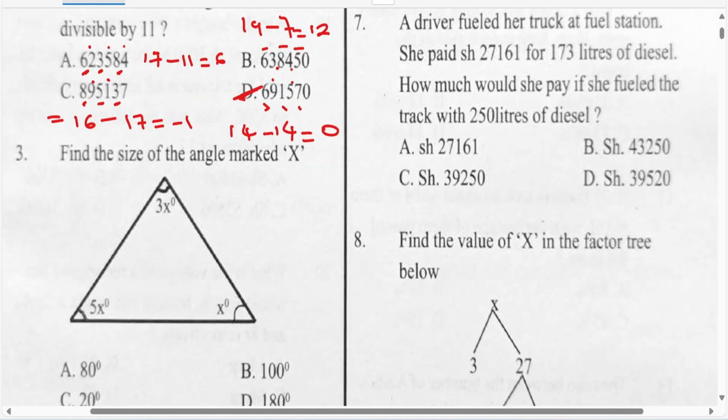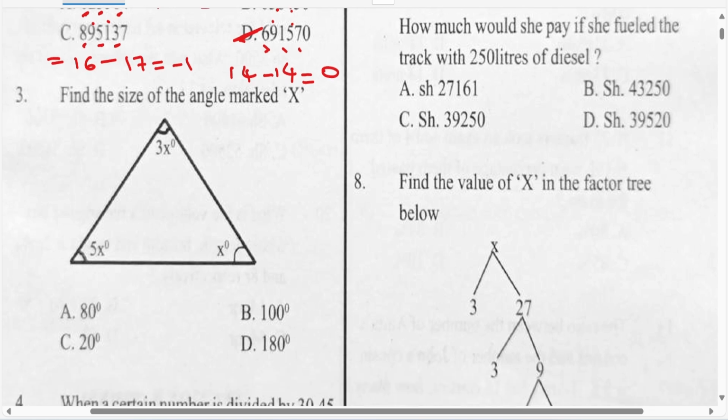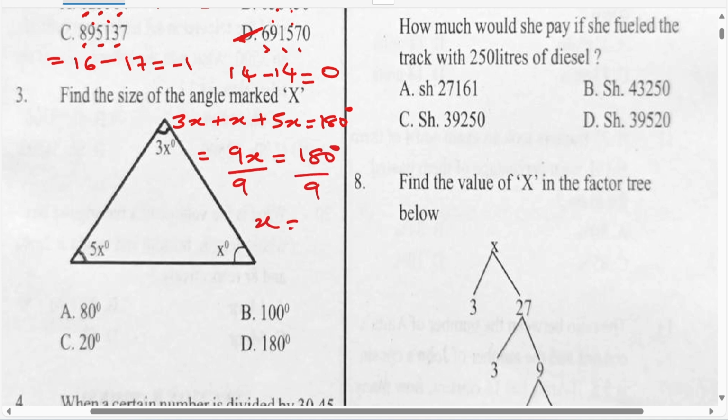So let's go to question 3. You are asked to find the size of the angle marked x. Just like you see in the diagram, this is a triangle, and the sum of angles in a triangle adds up to 180. So if you take 3x plus x plus 5x, it gives us 180 degrees. If you add this all up, 4x plus 5x gives us 9x equal to 180 degrees. Divide by 9, divide by 9, and x basically gives you 20 degrees. So your answer is 20 degrees. As simple as that. Let's go to the other question.